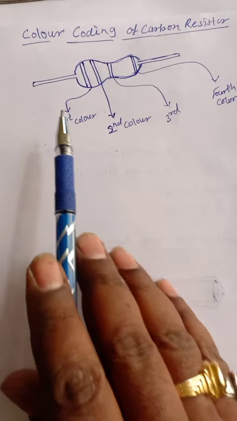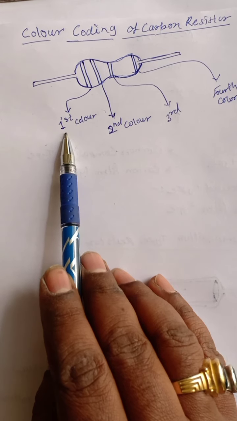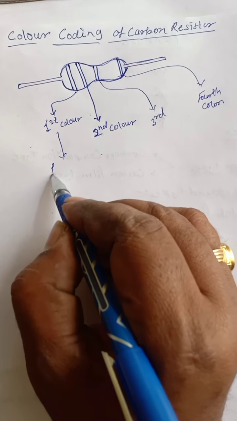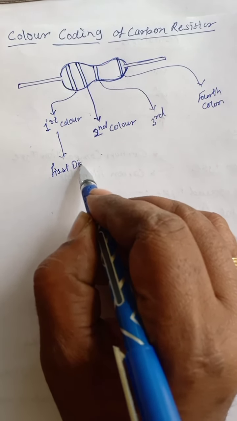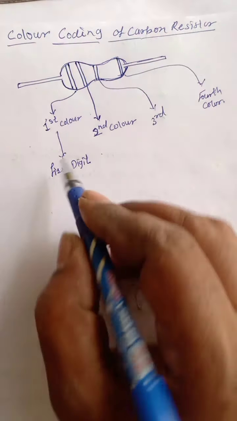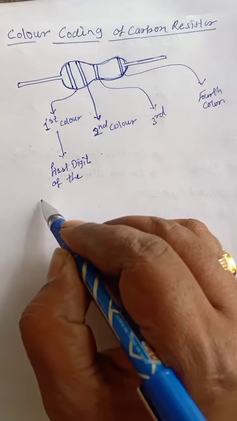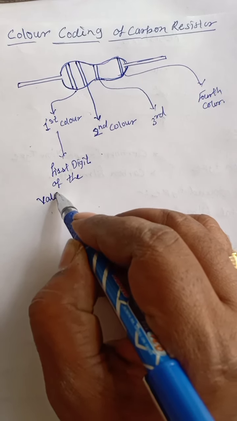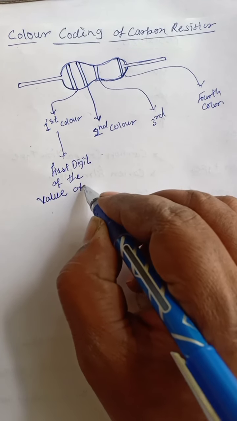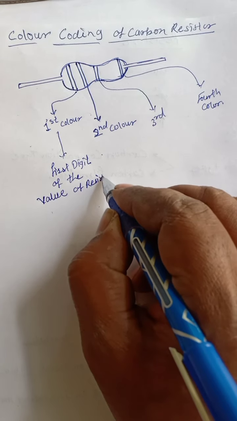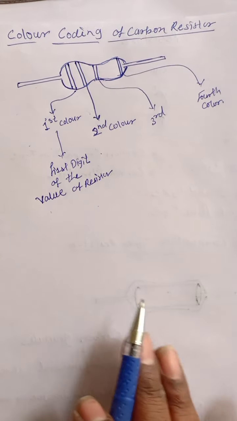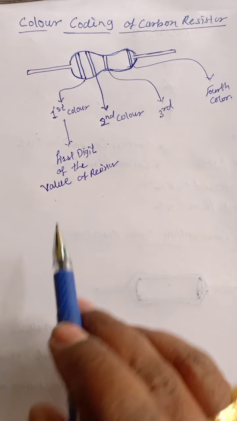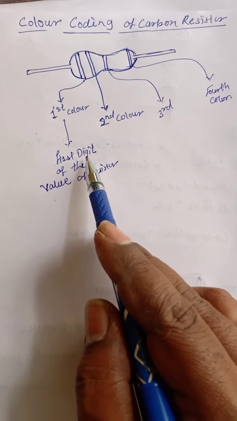Okay, so this first color band represents the first digit of the numerical value of the resistor. Whatever the numerical value is, the first band represents its first digit.